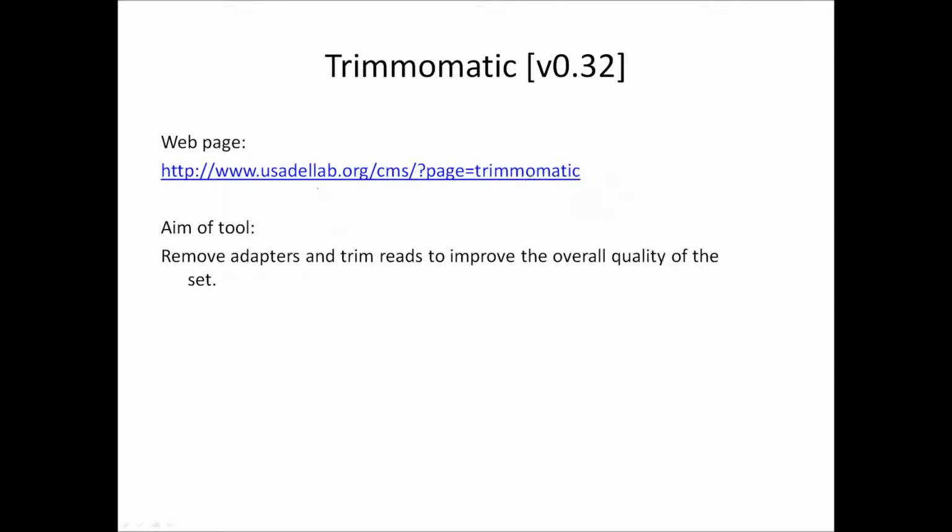So the main aim of this tool is to basically remove any adapters that are present in the sequence reads because the piece of sequence was too short compared to the length of the sequence run. And if adapters are left in the sequences, then they will not be mapped properly in the mapping step. The other thing we want to check is that the ends of the reads, which are generally going to be poorer quality than the start, are not so poor that they affect the quality of the mapping.